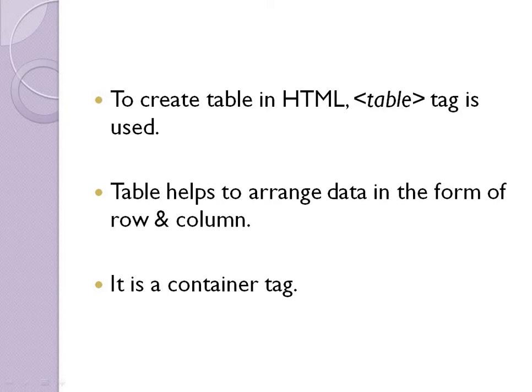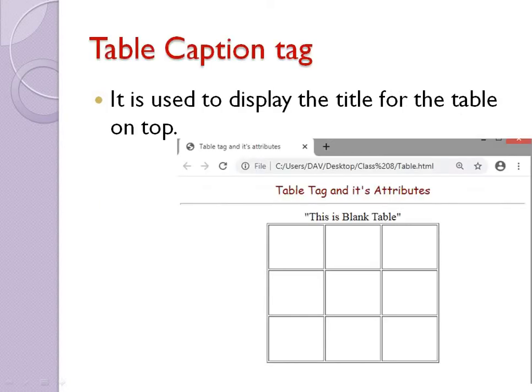To create a table in HTML, we use the table tag. The table tag is a container tag, and it helps us to arrange the data in the form of rows and columns, in a tabular form, means in a properly arranged manner. Let's see how we can do it.